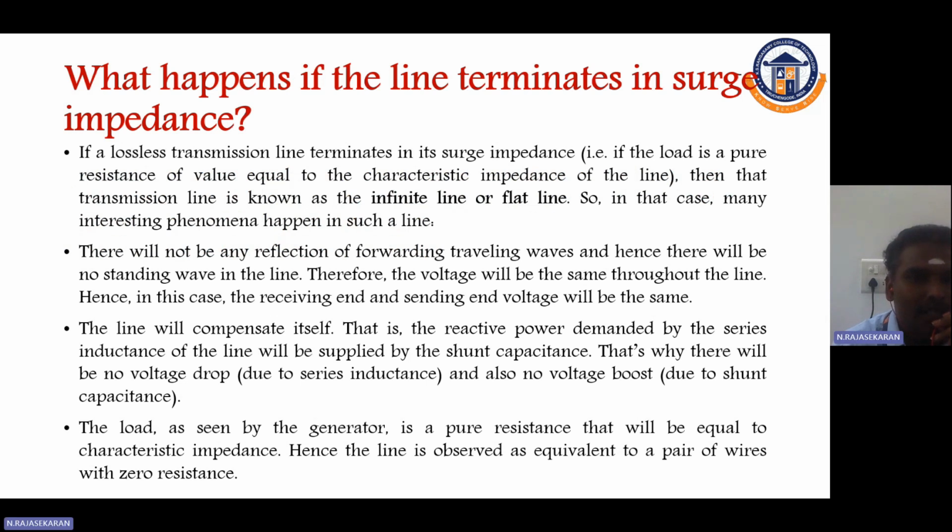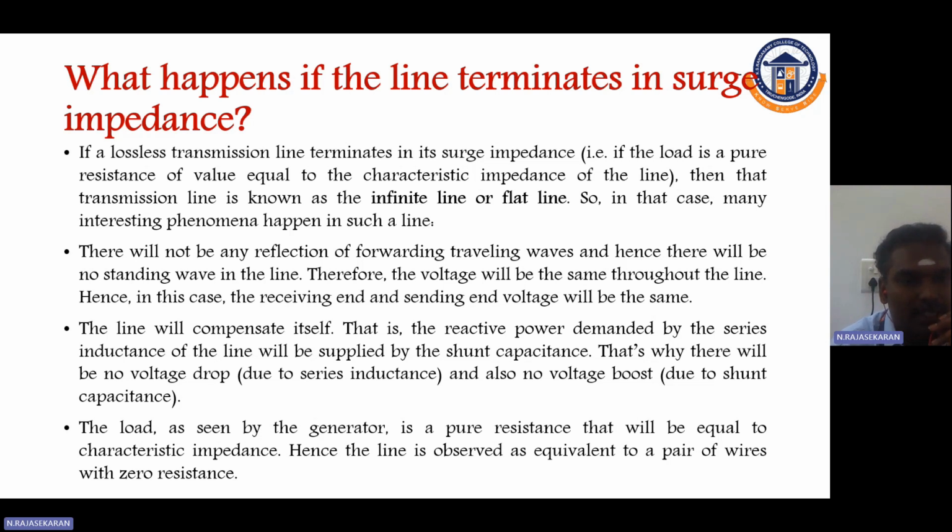What happens if the line terminates in surge impedance? If the lossless transmission line terminates in the surge impedance, that is, if the load is a pure resistance of value equal to the characteristic impedance of the line, where the characteristic impedance is ZC equal to root L by C, and the line resistance is absent, then the transmission line is known as an infinite line or flat line.